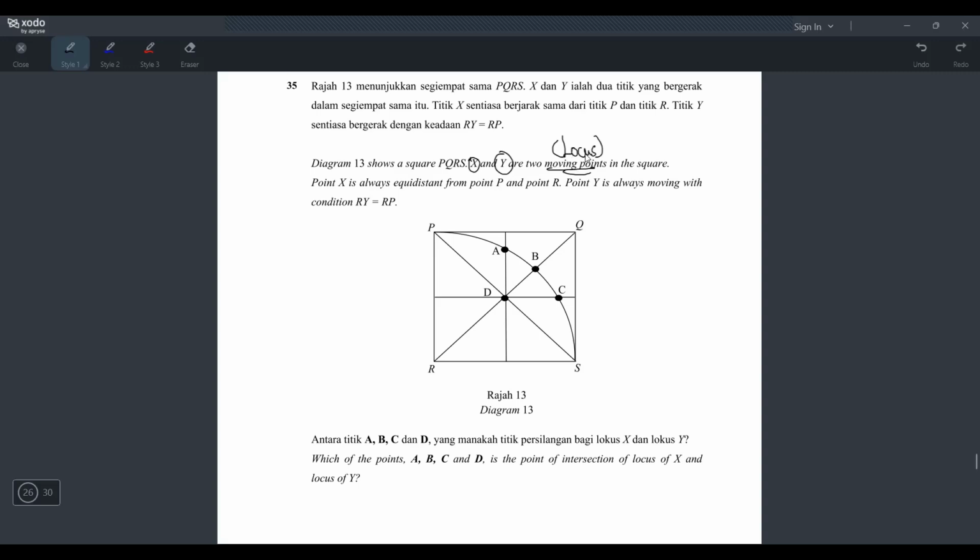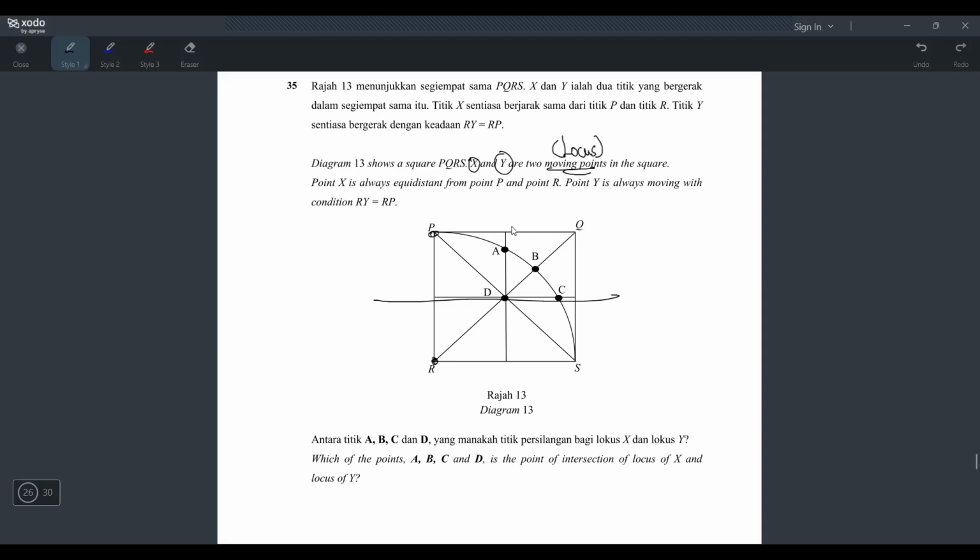So every time locus means what? It means moving point. Point X is always equidistant from P and R. So point P and point R, X will be in the middle. And then point Y is always moving with RY equals RP.